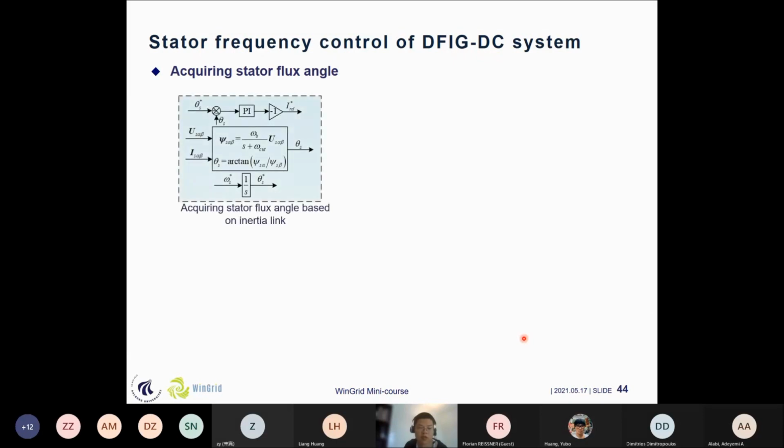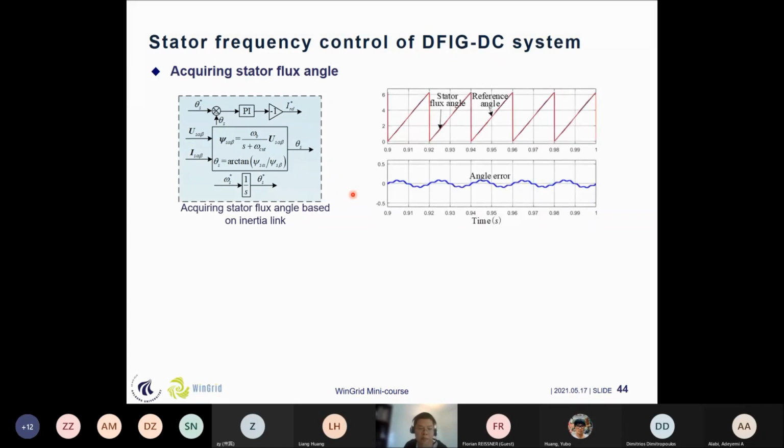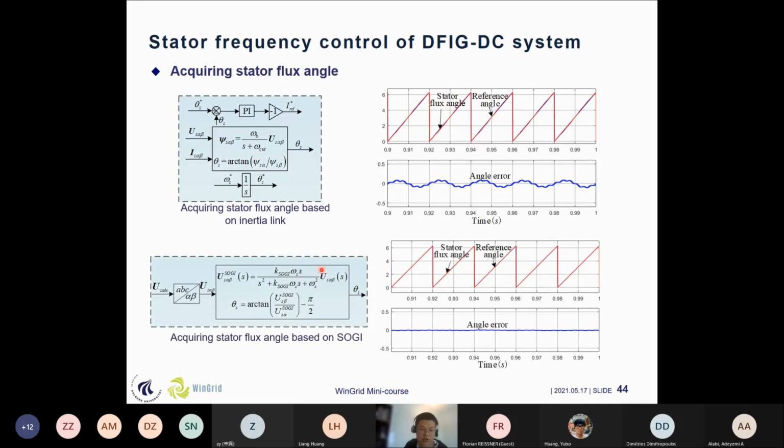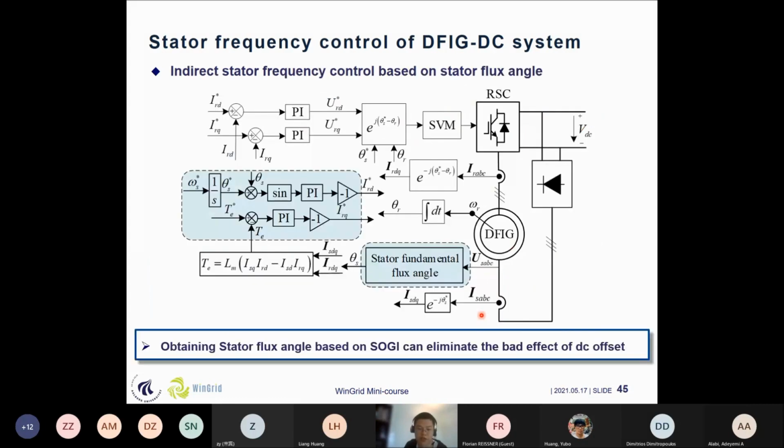And we can also find another idea for acquiring the stator flux angle, which is by using the stator voltage model, but without using the integral or the low pass filter; instead we use the SOGI. You can see that if we use a second order transfer function as a band pass filter, we can have good performance in acquiring the stator flux angle. And this is the control diagram.